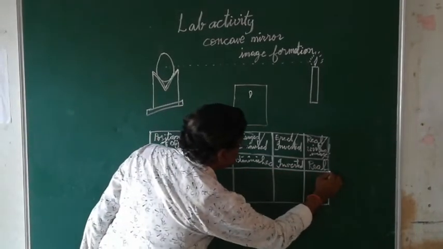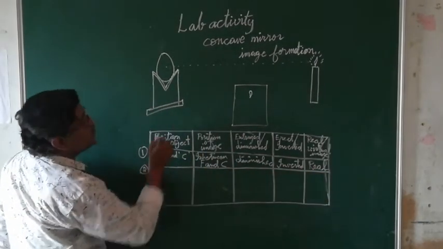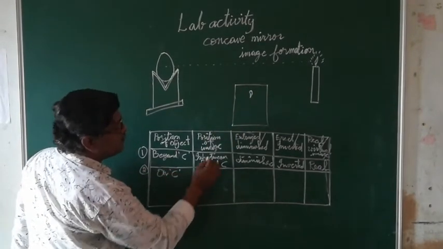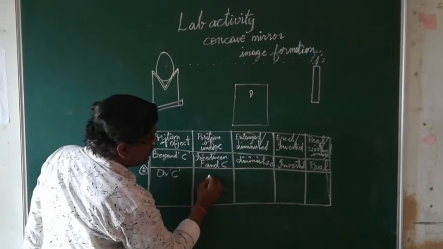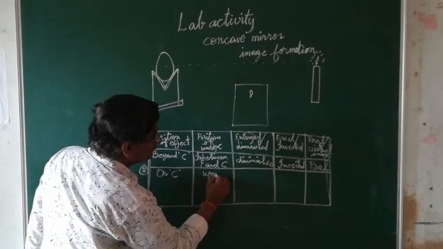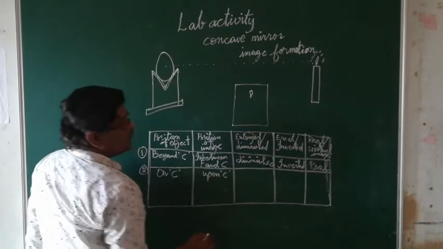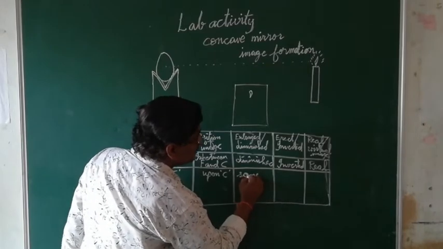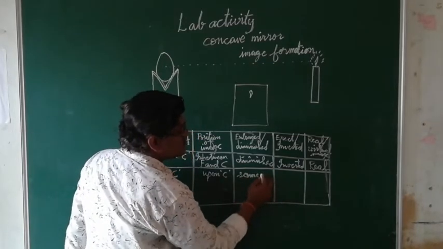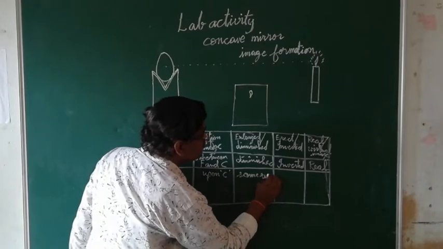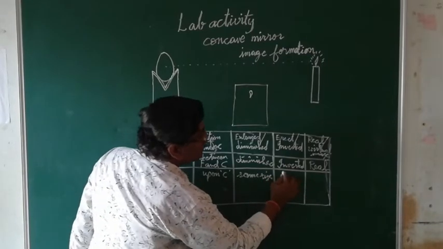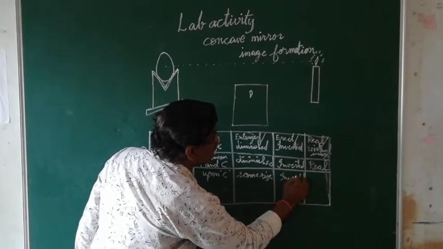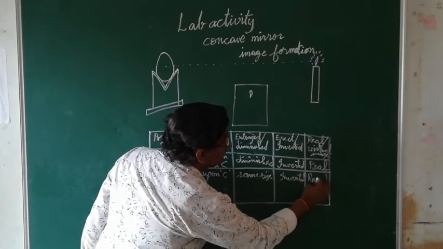Next position, we are keeping it on C. That time we can get the image on C itself. It will be the same size, no increment, no decrement in its size, and it will be inverted and real.